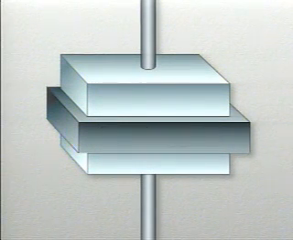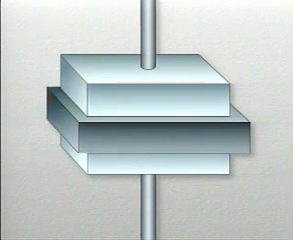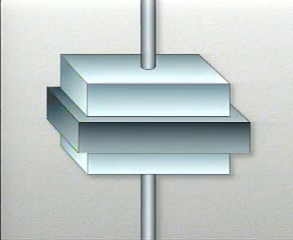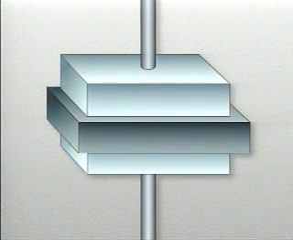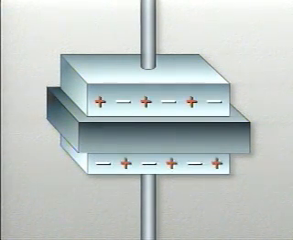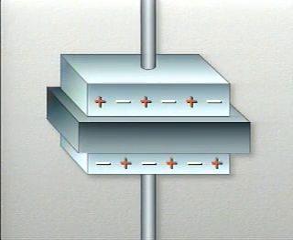Now, before a capacitor can store energy, it has to have energy supplied to it. The process of supplying energy to a capacitor is called charging the capacitor. Let's see how it's done. To begin with, the capacitor's plates are electrically neutral. Each plate contains both positive and negative charges.